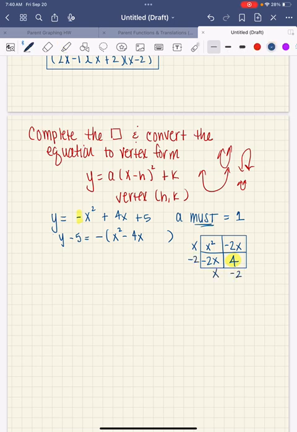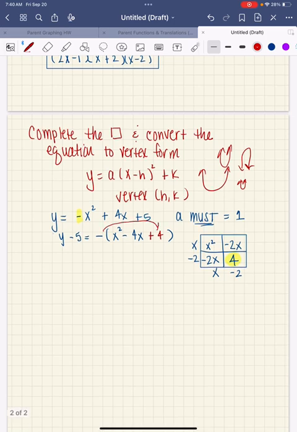So I'm going to add 4 inside my parentheses, but you did not really add 4. What you really added was, in this case, you subtracted 4. So this becomes y minus 9 equals negative x squared minus 4x plus 4. This factors, look at the dimensions of your square. It factors into x minus 2 squared.